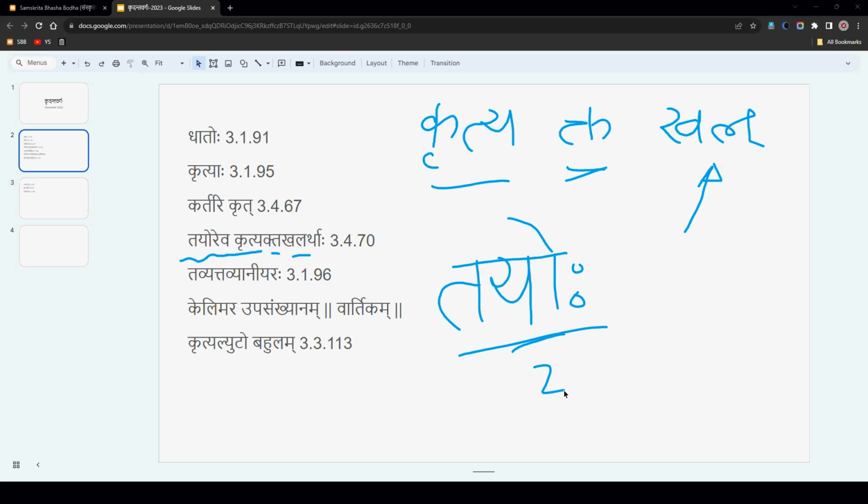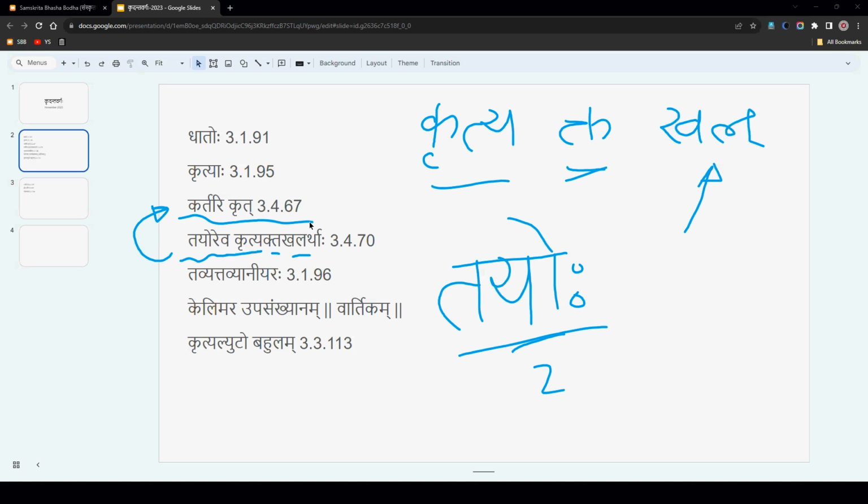So the summary of this sutra is: krutya, kta and some other pratyayas, krut pratyayas which are used in the khal sense, are applied to dhatus in the karmani or bhave sense. So this is like an apavada, an exception or override on this kartari krut. On 3467, 3470 is overriding it. So this is a general sutra. So generally, krut pratyayas are applied to dhatus in the kartari sense.